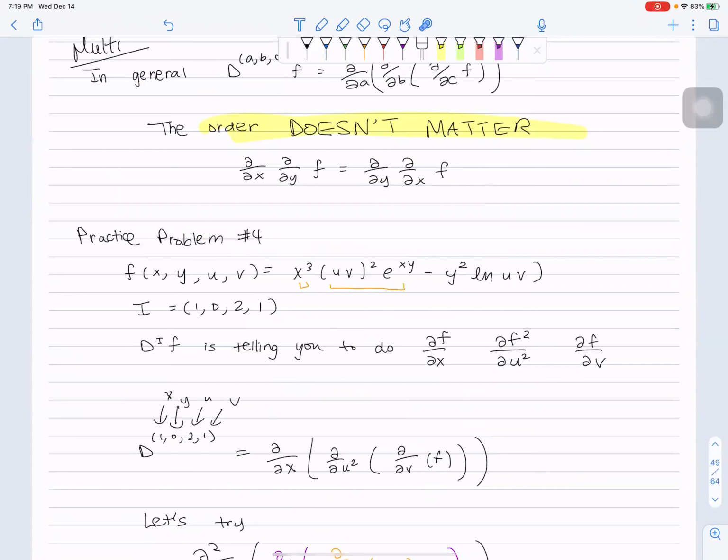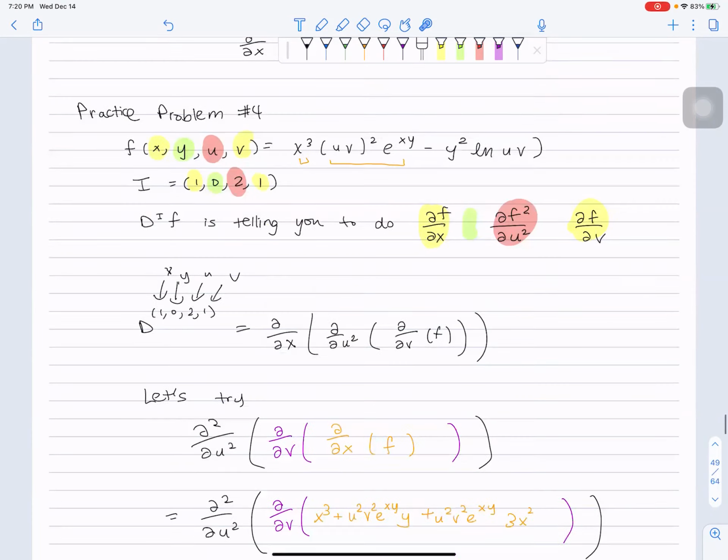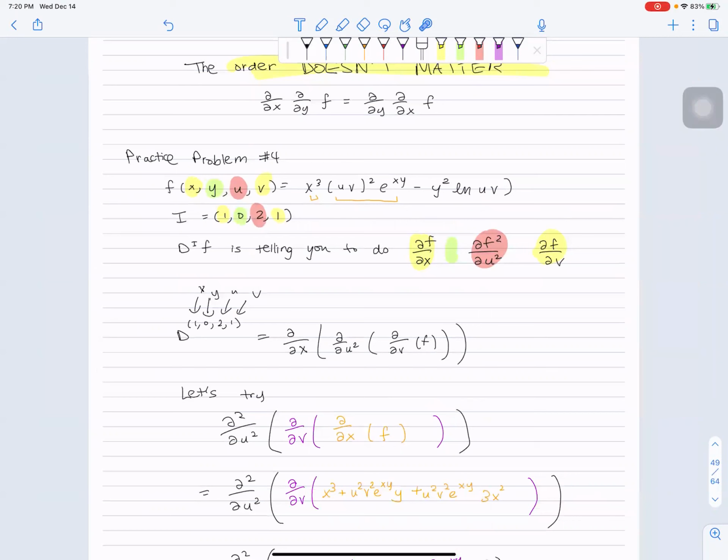So for example, if they say I is 1, 0, 2, 1, what does that mean? You look at the corresponding numbers. So I should take the partial of x 1 time. I should take the partial of y 0 times. You don't see anything there. I should take the partial of u 2 times. And I should take the partial of v 1 time. So D at this I value is going to be, you do all those partials, the order doesn't matter. So whichever one is easier to do first, you can do that. Okay, so that was the I notation.